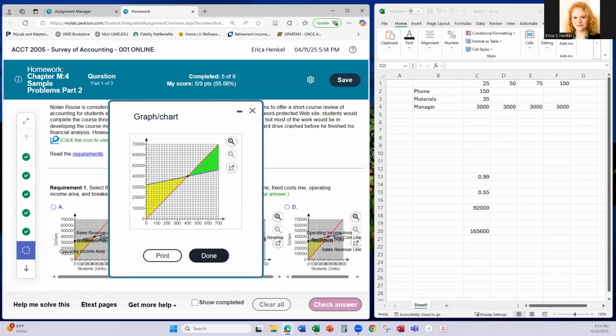So what this tells us, I can tell by looking at this. Okay, so the green area is where he would be making a profit. The yellow area would be where he would not be making a profit. And where your two lines meet here, you would have your break-even point, right? So these are the costs that we have here, and these are the sales numbers. And when the sales are more than the costs, then we make money.